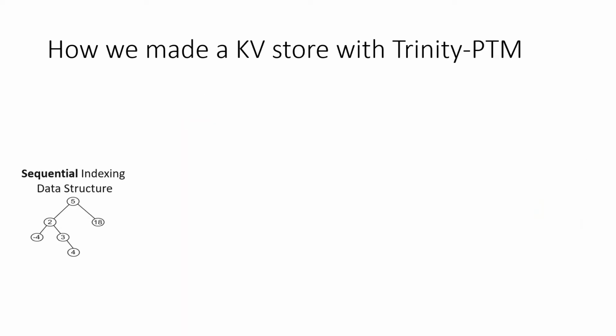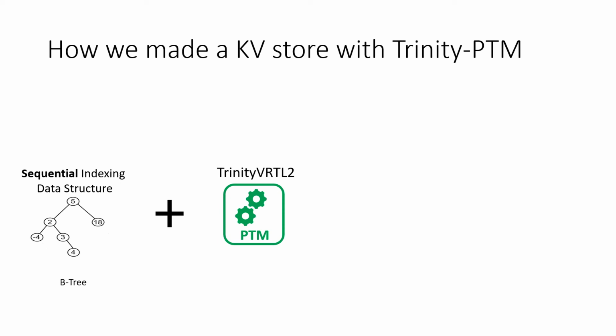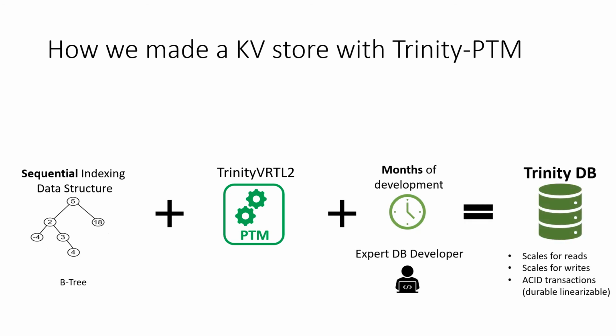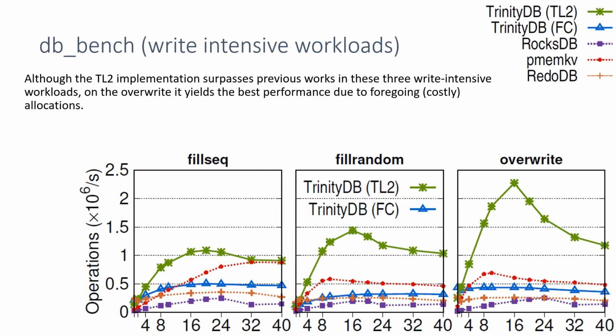With Trinity PTM, what you can do is you take a sequential indexing data structure, a sequential B tree in our case, and you add the Trinity volatile replica TL2 PTM, and then with just some months of effort by a single developer, you get the Trinity DB, a key value store with scalability for reads, scalability for writes, and durable linearizable transactions. Using the Trinity VR PTM, we created the Trinity DB with two variants, one where the concurrency control is given by TL2 and the other where the concurrency control is flat combining. Those are the green and blue lines in this plot.